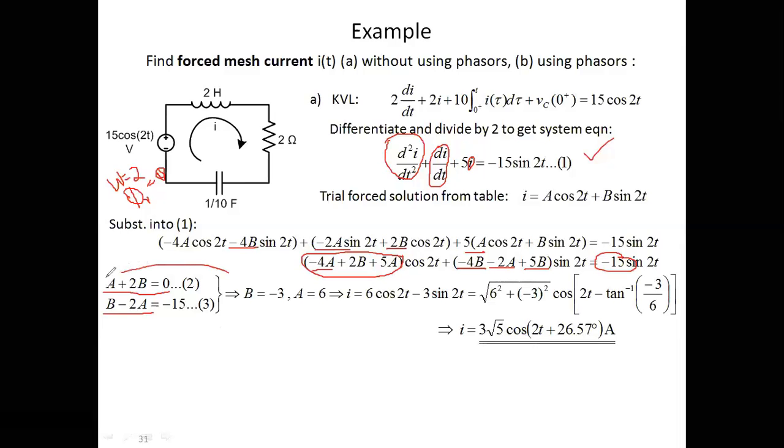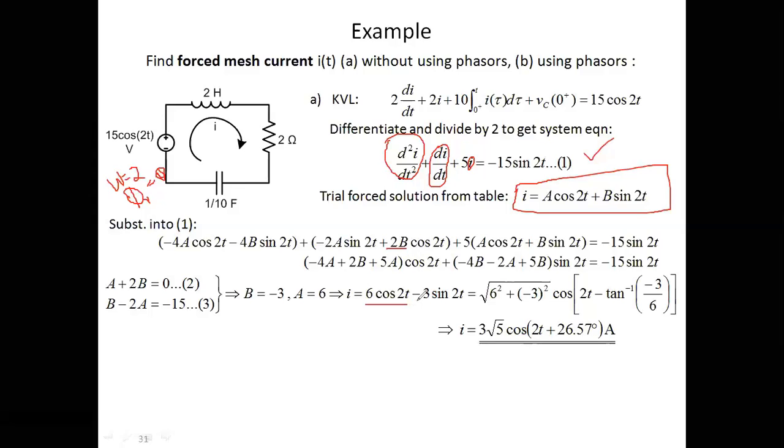If you solve these two equations simultaneously, you obtain b equal to minus 3, and a will be equal to 6. At the end of the day, once you have your a and your b, the solution becomes very obvious. What you do is substitute your a and b into the first expression that we assumed, the trial solution. So a is 6, so you're going to have 6 cos 2t. b is minus 3, so you're going to have minus 3 sine 2t.